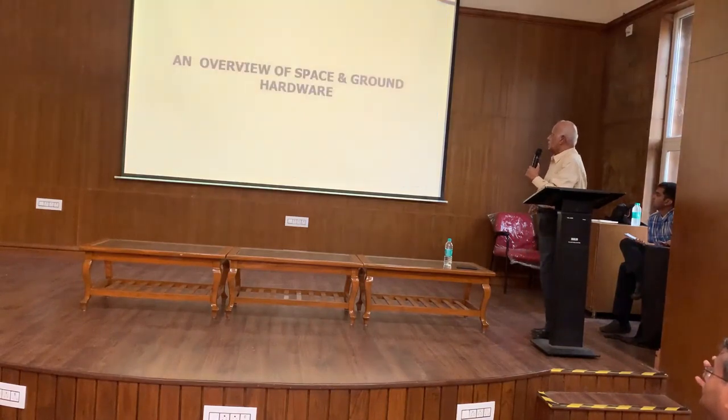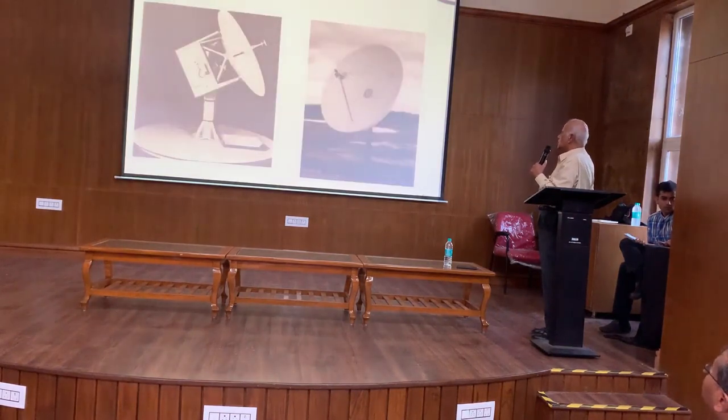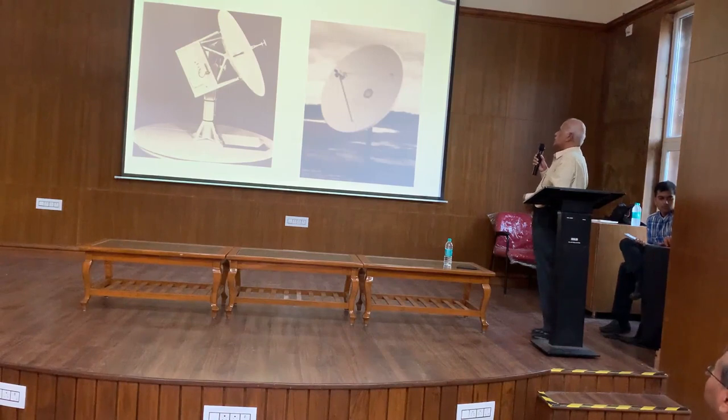Next. Overview of ground space hardware. Next. This is ground hardware. This is a VSAT terminal. Both are VSAT terminals. That is only 1 meter, whereas this is a 3 meter dish. Next.